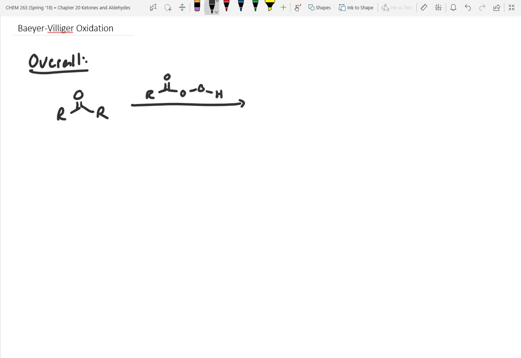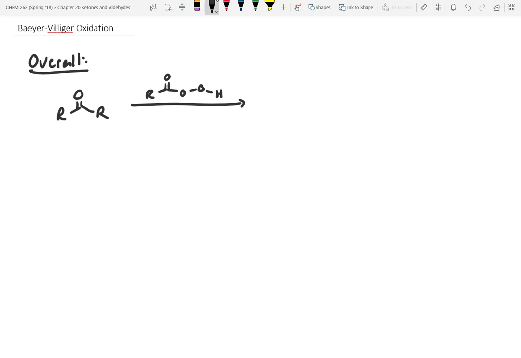And what you do is you react it with a peroxy acid. Does anybody remember a common example of a peroxy acid we've seen before? I'll give you a hint, think of epoxides. How do you make an epoxide? MCPBA is a peroxy acid. So something like MCPBA could be used in this example.